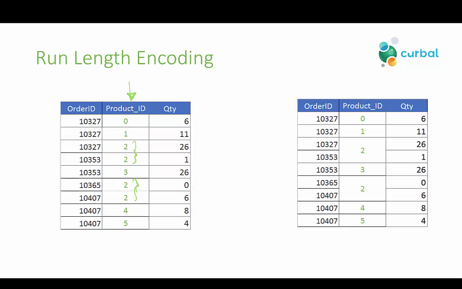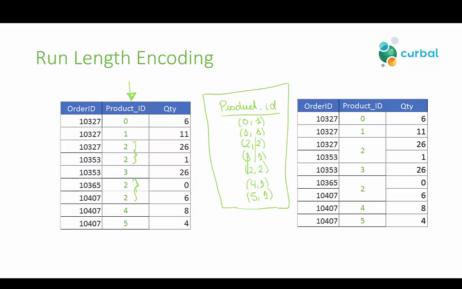It's going to create a new column, product ID, and then it's going to say, okay, value 0 appears 1 time, value 1 appears 1 time, value 2 appears 2 times, right? Value 3 appears 1 time, value 2 appears 2 times, value 4 1, and value 5 1. And this is what it will store instead.